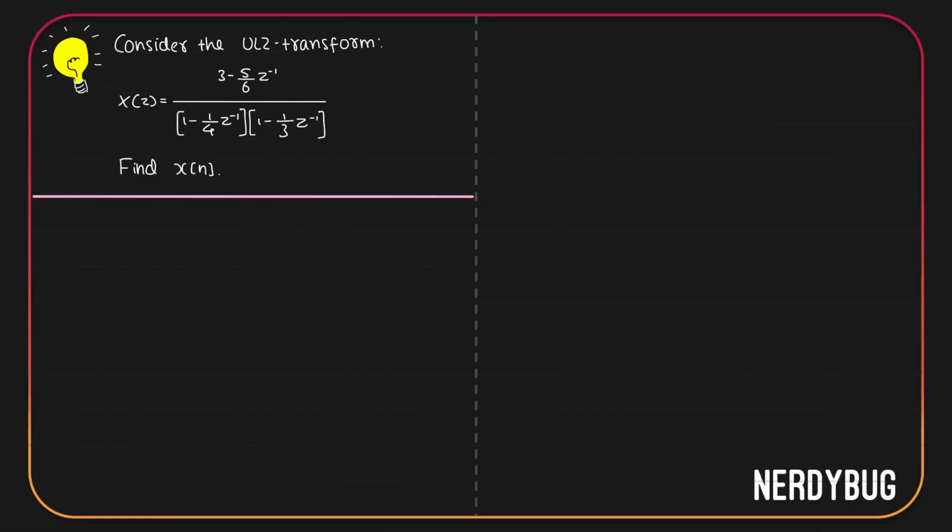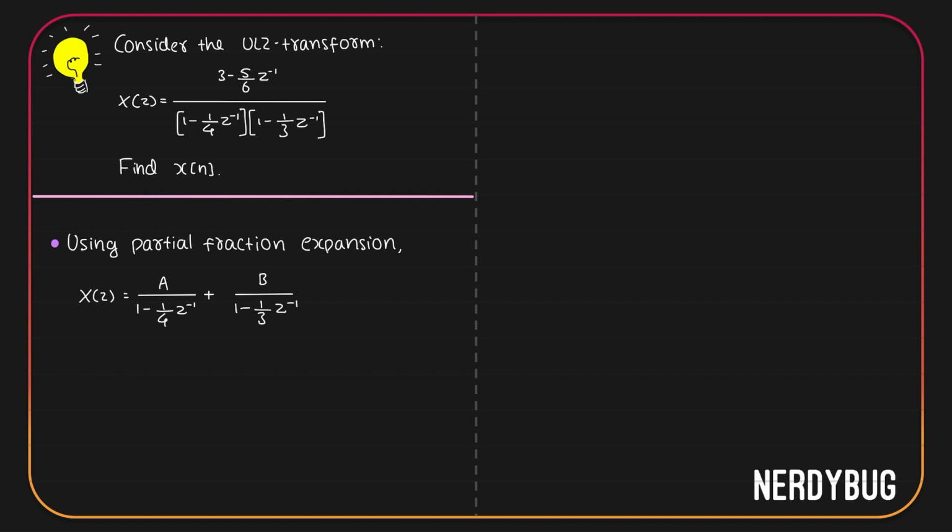The unilateral Z transform of a sequence x of n is given. X of z is (3 minus 5 by 6 z inverse) divided by (1 minus 1 by 4 z inverse) multiplied by (1 minus 1 by 3 z inverse). We have to find the sequence x of n. The first thing we have to do is use partial fraction expansion to write x of z in this form: A by (1 minus 1 by 4 z inverse) plus B by (1 minus 1 by 3 z inverse). We have to find A and B.